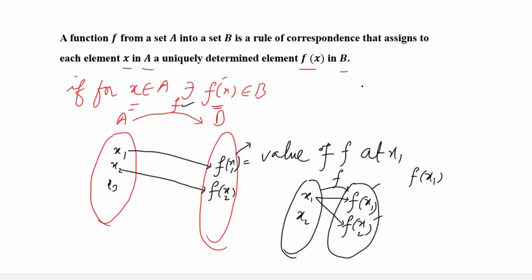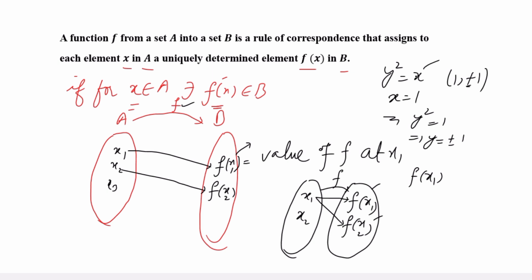Algebraically you can understand this by a simple example. Suppose y square is equal to x. Does this represent a function? No, because when you put a single value of x here, suppose x is equal to 1, this implies y square is equal to 1. By taking the square root on both sides, we have y is equal to plus minus 1. So when x is equal to 1, you obtain two values of y. This correspondence, according to this definition, is not a function.